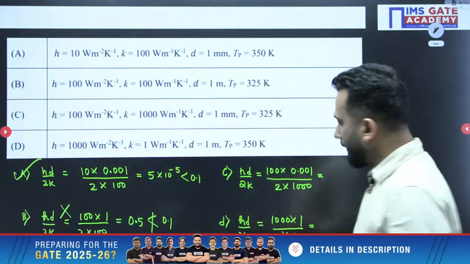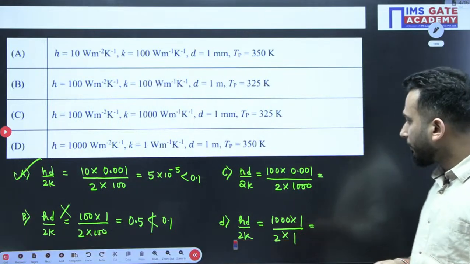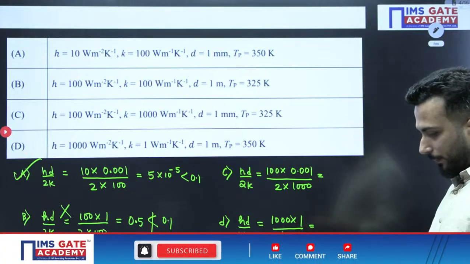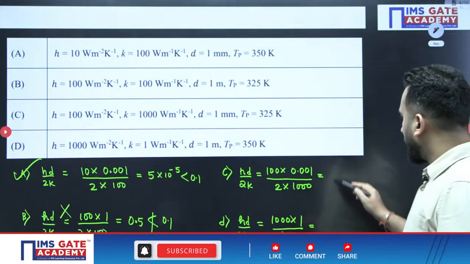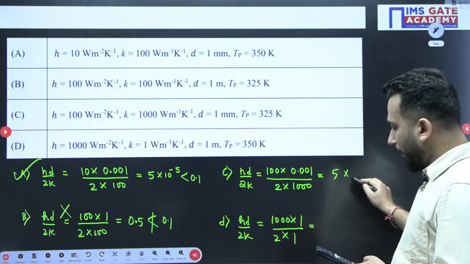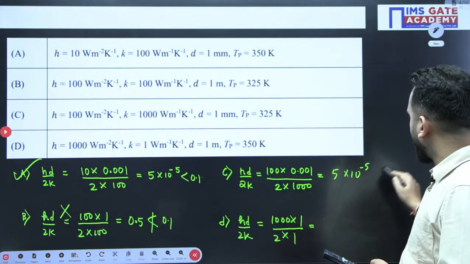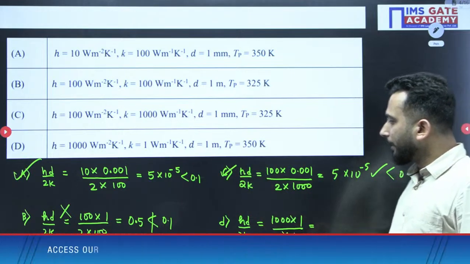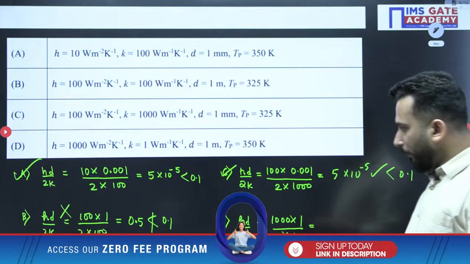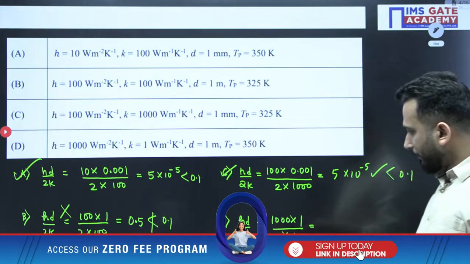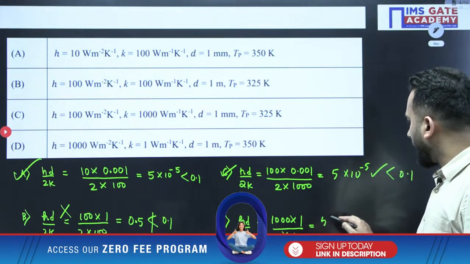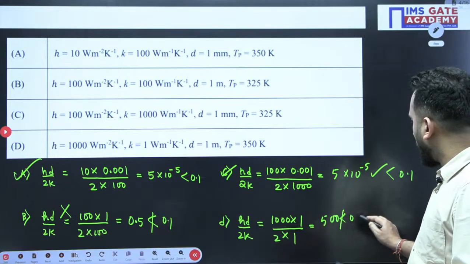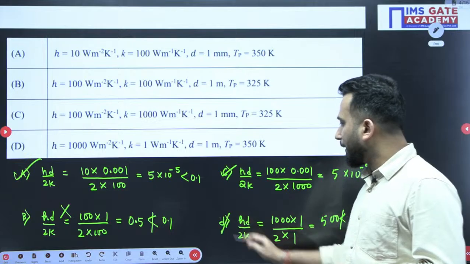As for C, we are getting 5 into 10 to the power minus 5. So yes, it is less than 0.1. So yes, this is one of the answers. And as for D, it is coming out to 500. So it is not less than 0.1. So no, D will not be the answer.